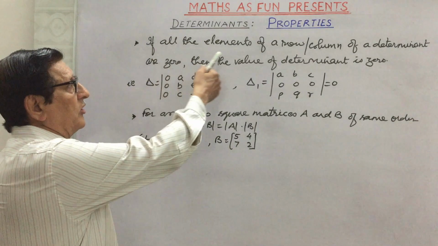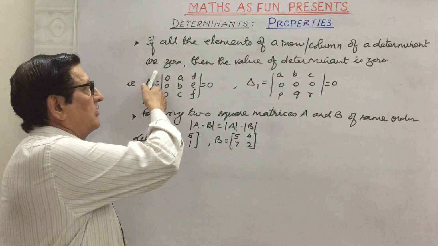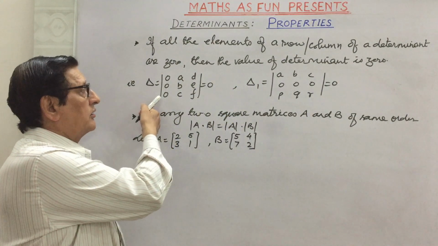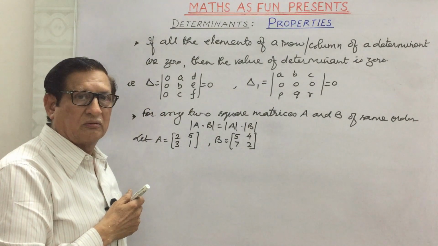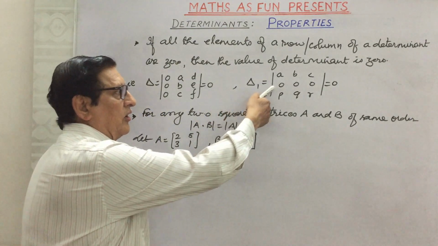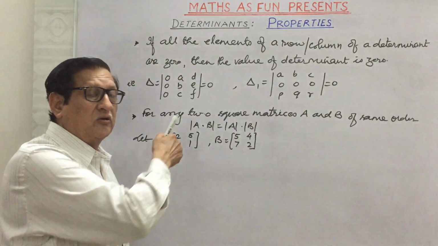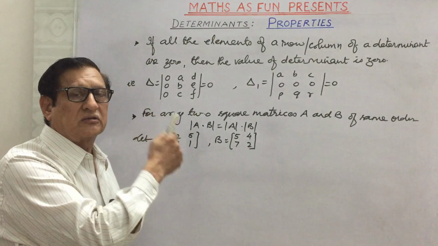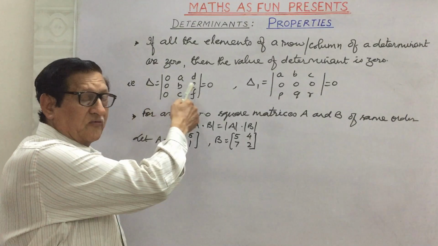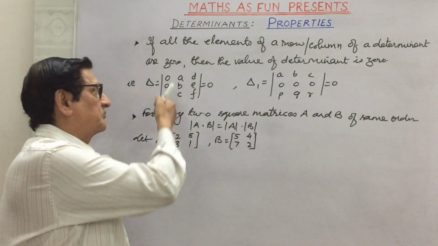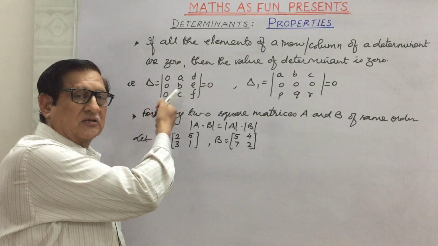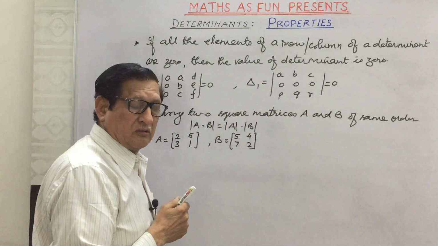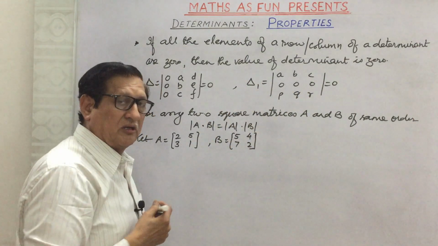Like here we have, if all the elements of a row or column of a determinant are 0, then the value of the determinant is 0. Like delta, all the elements of the first column are 0. In delta 1, all the elements of the second row are 0. The value of this is 0. Of course, we can understand it easily because we know that we expand the determinant either along a row or along a column. If we expand along the column, because each element is 0, the value will come as 0. Here, if we expand it along the second row, the value will automatically be 0.